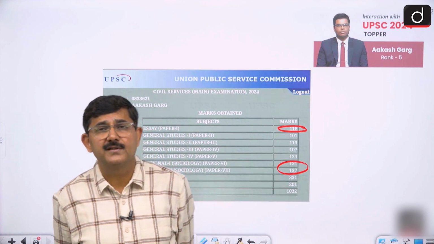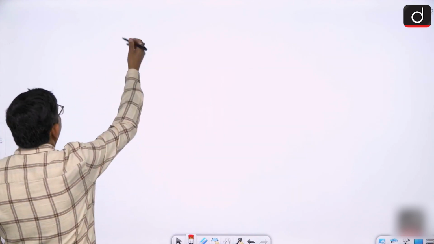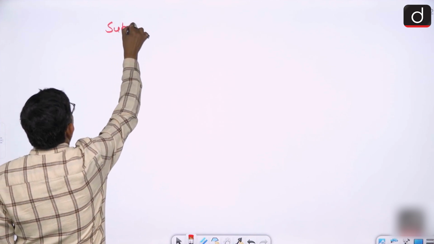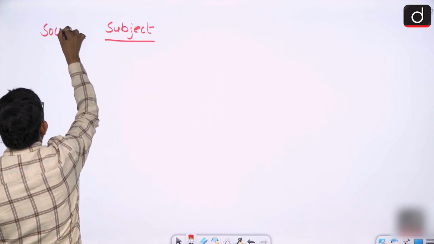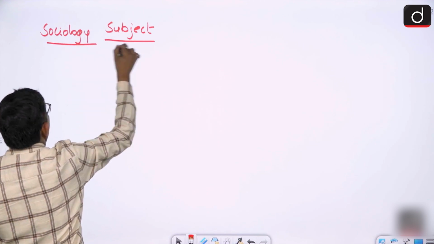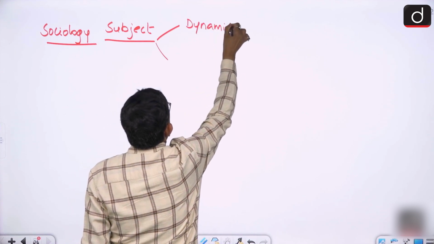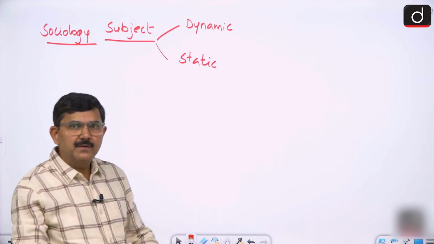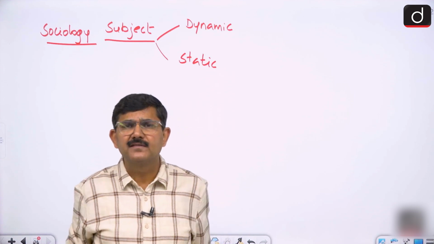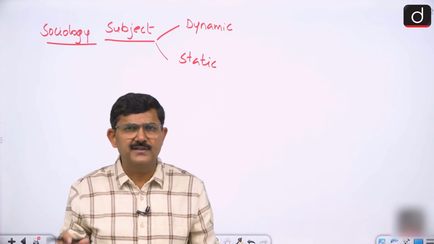Now another thing related to one more part: whether the subject is dynamic or static. Sociology, is it a dynamic subject or a static subject? Dynamic means it is changing. Every year there is change. That is the meaning of being dynamic. Static means the one which is static. There is no change as such.